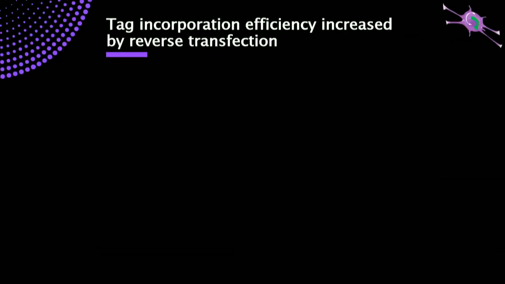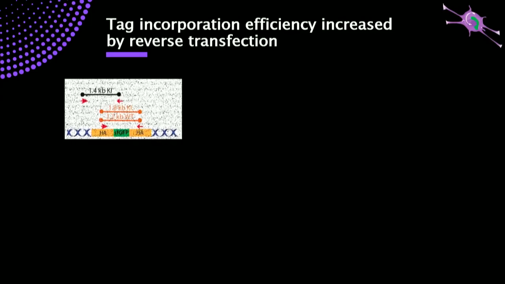Okay, so we did 2 different methods of transfection, reverse and forward transfection. The most efficient one was reverse transfection, that is when you add the complexes and the cells at the same time.